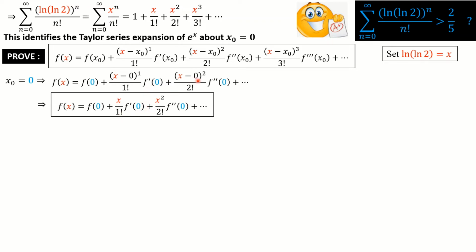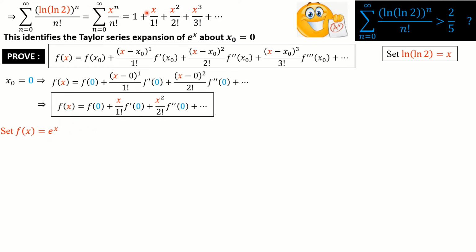Plus x minus 0 is x as well, but we need to square and we divide by 2 factorial, and then later we multiply by the second derivative computed at x equal to 0. Alright, so it continues because it is an infinite sum. Now my f of x is any function you see whose variable is x. So what if I now choose my f of x to be equal to e raised to the power x?